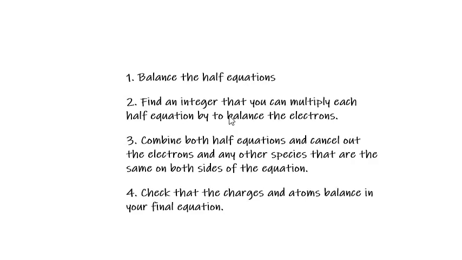so that both half equations would have 10 electrons. The next step is to combine both half equations and cancel out the electrons and any other species that are the same on both sides of the equation. That's the reason we multiply both half equations to get the same number of electrons: ultimately we want to cancel them out. Then, once we've done that, check that the charges and atoms balance in your final equation. This is something I'm a classic for: ploughing ahead and then finding I've made a mistake too late in the final one because I haven't multiplied or something like that. So it's important to do the final check that you haven't missed a number anywhere.